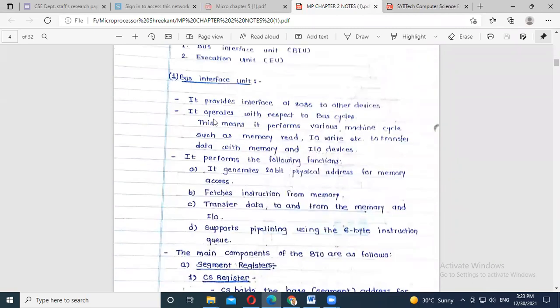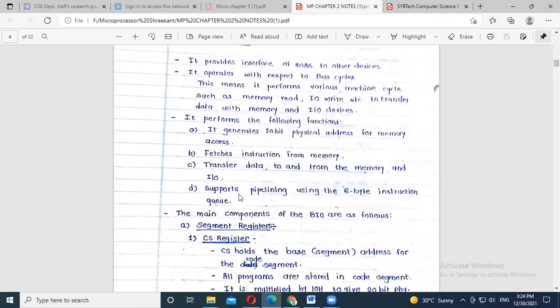So the bus interface unit is used to interface the 8086 with other devices. The input and output read and write operations and memory manipulations are done by this bus interface unit. In that, there are mainly four functions. The first is to generate the 20-bit physical address for memory access, the second is to fetch instructions from the memory, and the third is to transfer data to and from the memory to the input and output devices.